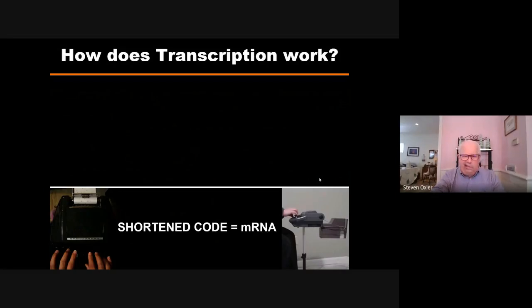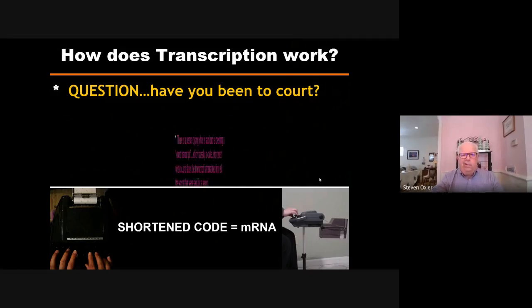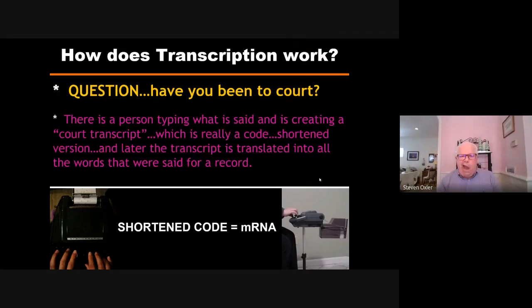This is a great example. Have you ever been to court? There's a person typing what is said and creating a court transcript, which is really a code, a shortened version. And later, the transcript is translated into all the words that were said for the record. So the shortened code is known as messenger RNA.